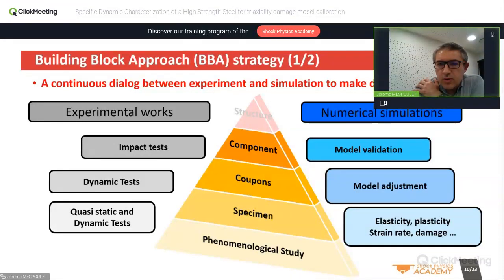It is not the full structure. We will not test, for example, a complete tactical vehicle here, but we can test a door, a part of the door, or a subsystem, and so we can make some model validation in simulation and compare it to impact tests to show that you have good correlation of the material models. And by doing all those steps, experiment and simulation together, with a continuous dialogue between them, we can ensure a good representation of what will happen to the structures afterwards.